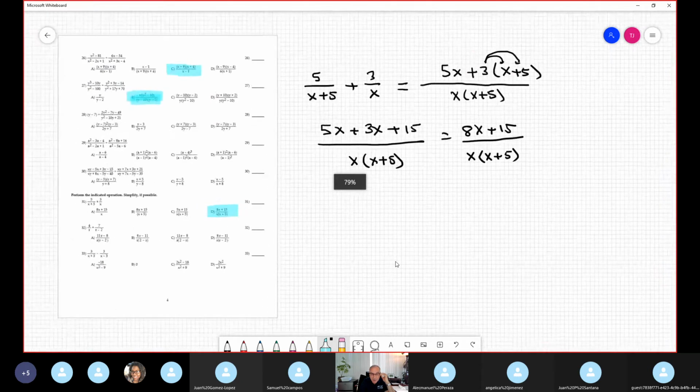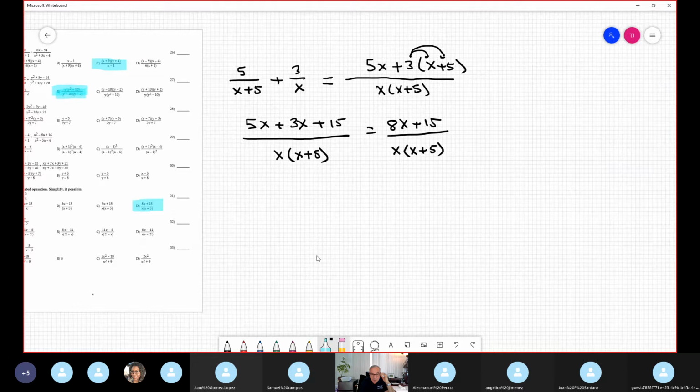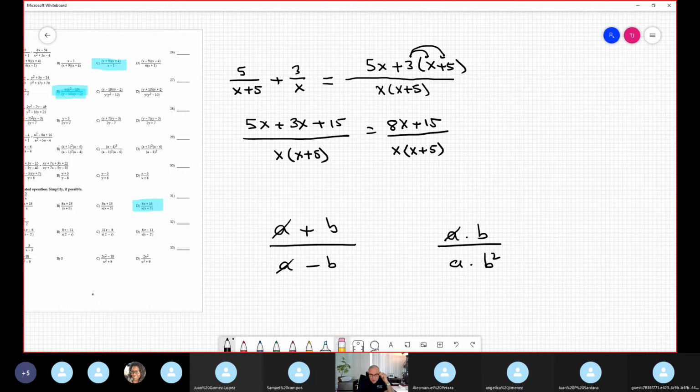Oh, another important thing. When you are adding, suppose you have, look, A plus B divided by A minus B. We cannot simplify this. No. We cannot simplify when you have plus and minus. We can simplify when you have times. In this case, when it's times, yeah, but when it's plus or minus, no.